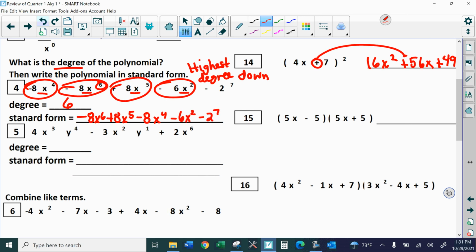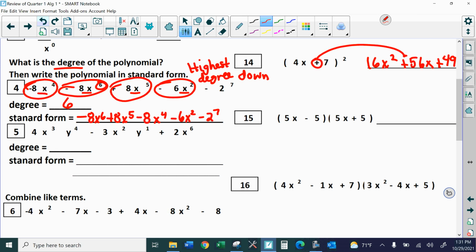That's degree 0. All constants, because I can always write this as 2 to the 7th times x to the 0 if I wanted to. So a constant always has degree 0. Okay, all right, so there's that answer.